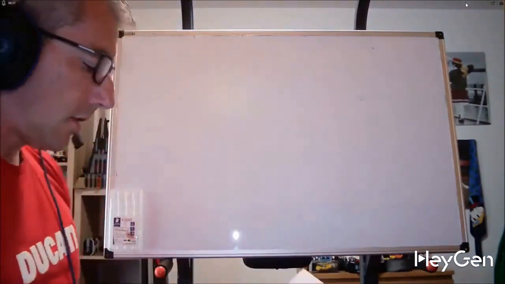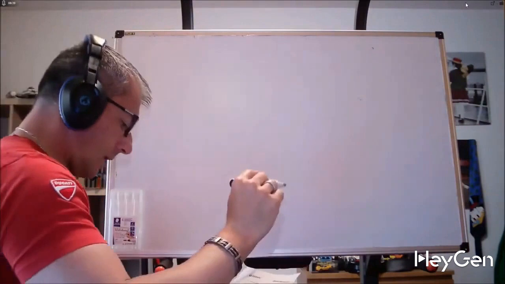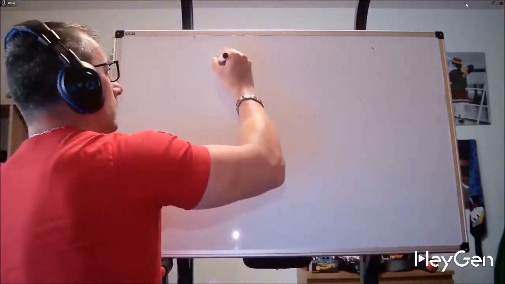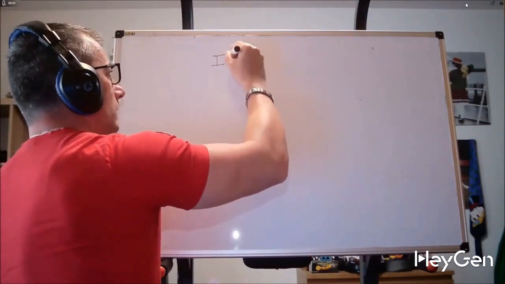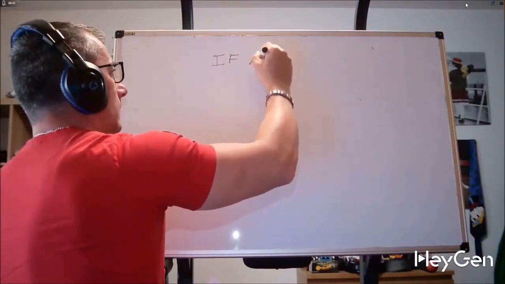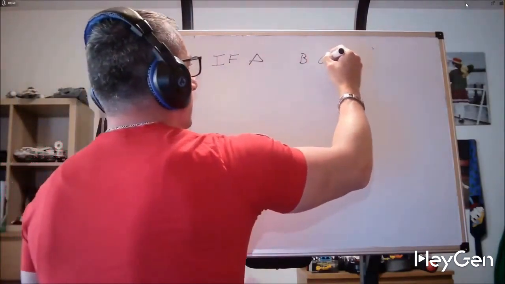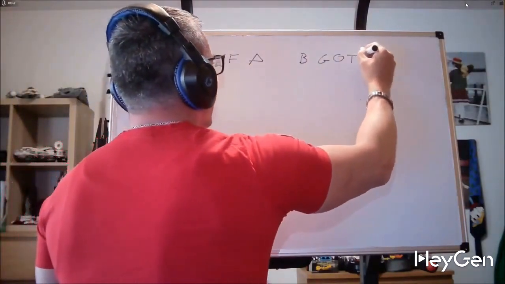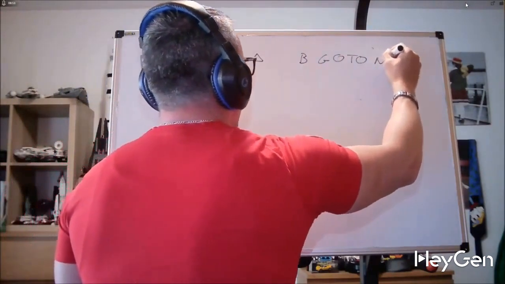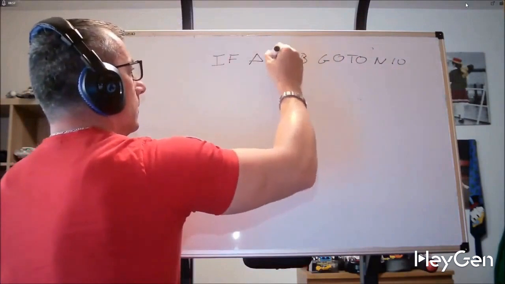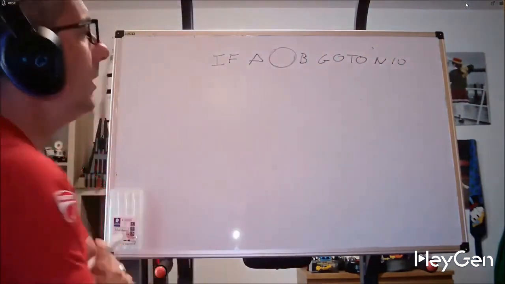Conditional jump, something like this. If A equals B, go to 10, and here we need to put something: A and B are two variables. If A equals B, I go to block 10, otherwise I continue reading.